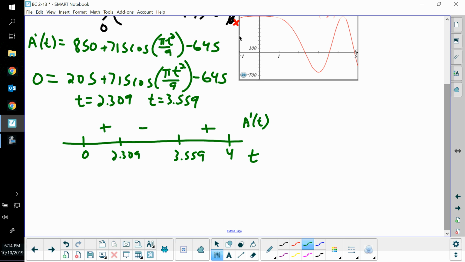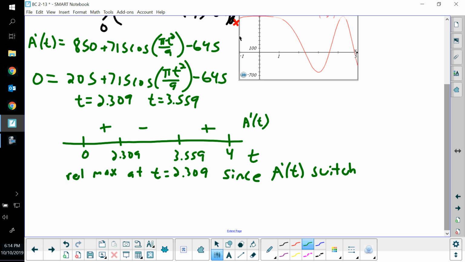Now, we wanted to know when it's the greatest. We have a relative max at t equals 2.309 since A prime of t switches from positive to negative.